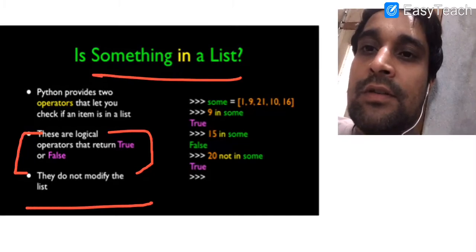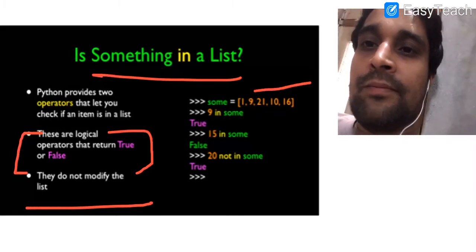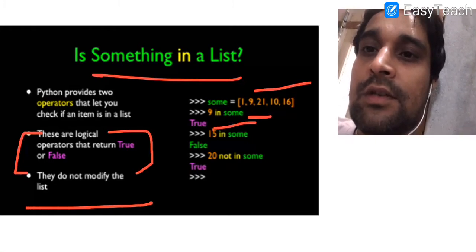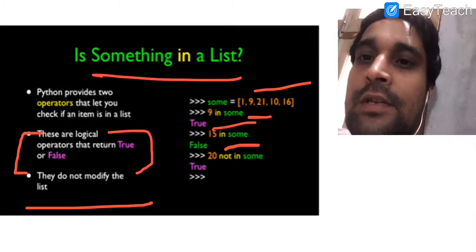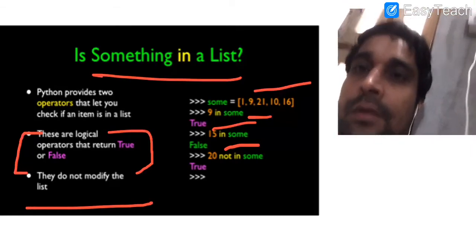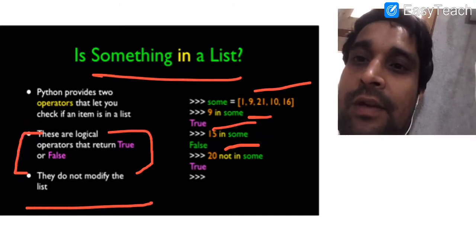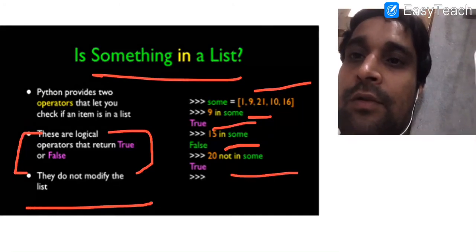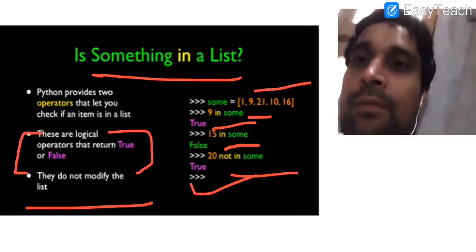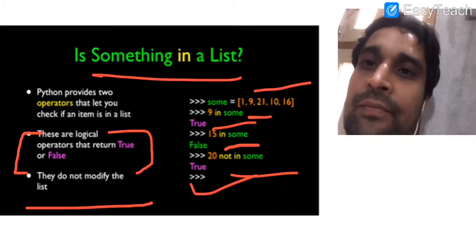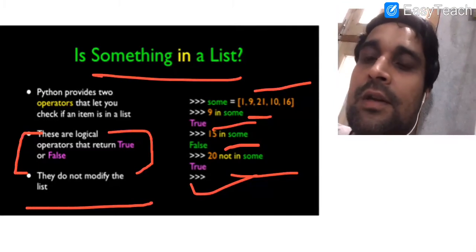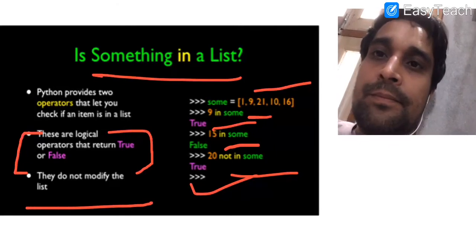In our first example, you can see we have written sum is equal to 1, 9, 21, 10 and 16. We have written 9 in sum. So 9 is an element that is available in the list, so we are getting true as the result. Thereafter we have written 15 in sum, so we will get false as the result because 15 is not available in the list. In our last example we have written 20 not in sum, so it will also return true because 20 is not an element present in the list, because only 1, 9, 21, 10 and 16, these 5 elements are available in our list, and the name of our list is sum.